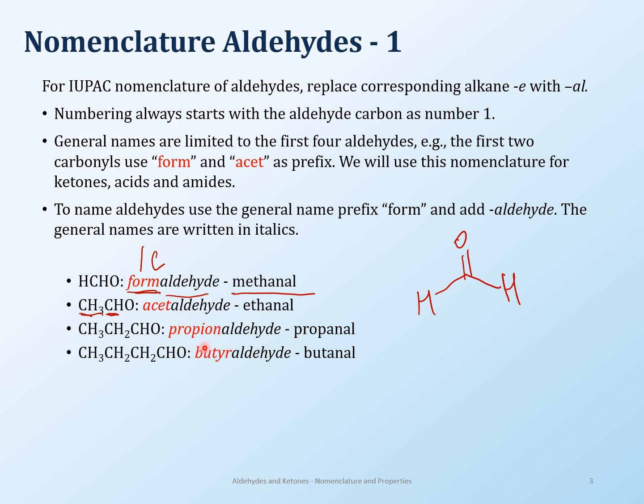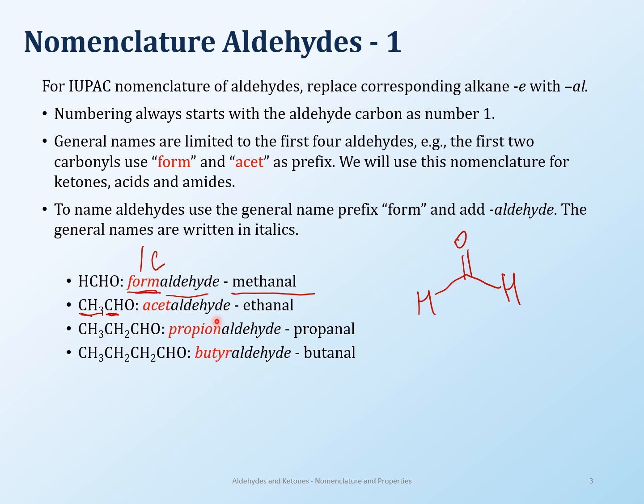Propione is for 3 carbons. Propanal is the IUPAC, the butyraldehyde, and then that's butanal in IUPAC. Okay, so that's the 4 carbons that I was talking about. After that, we get into the nomenclature, which is the pentanal, hexanal, and so on and so forth.